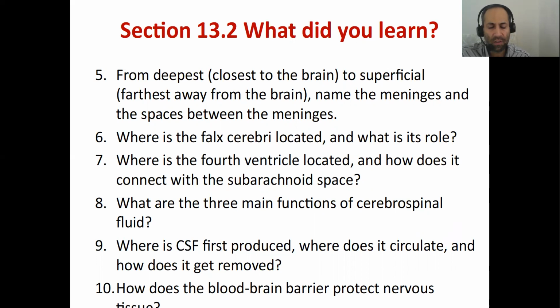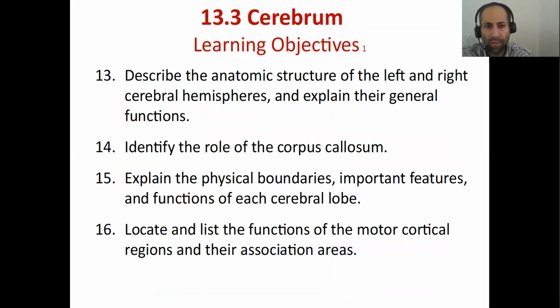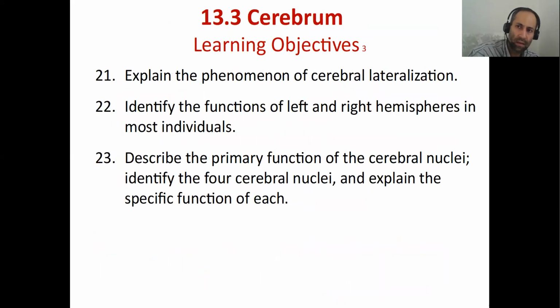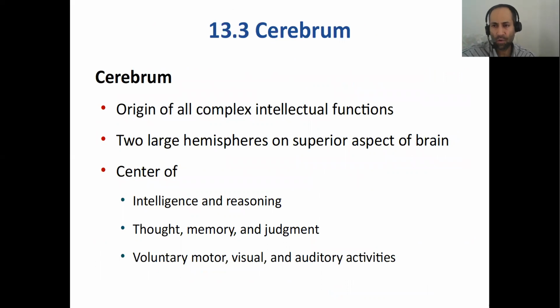What are the three main functions of cerebrospinal fluid? Buoyancy, protection, nutrition. Where is CSF first produced? In your ventricles. Where does it circulate? All around the brain and the spinal cord. How does it get removed? Arachnoid villi remove it away. How does the blood-brain barrier protect nervous tissue? It prevents toxins and other chemicals from getting to your brain, okay, and affecting it.